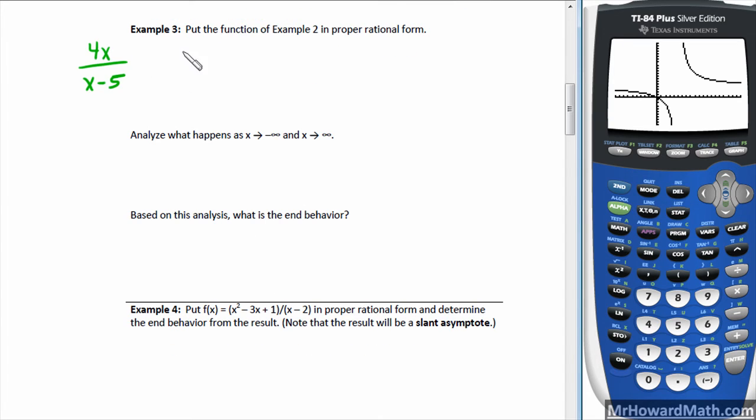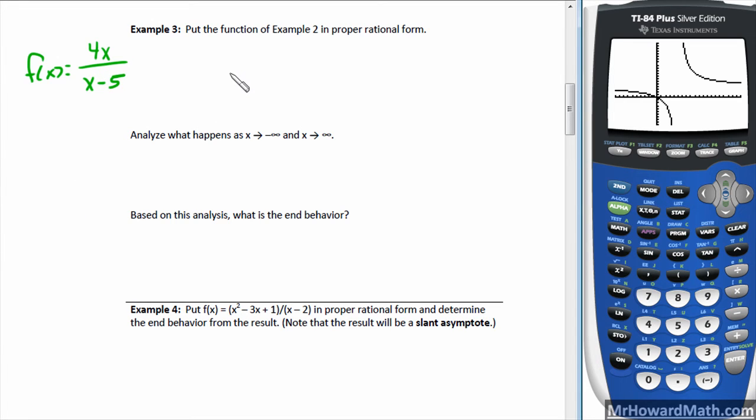Alright, now on to example 3. It says put the function of example 2 in proper rational form. So example 2, the function was f of x equals 4x over x minus 5. Proper rational form, if you recall from our first lesson on rationals, says that the degree of the numerator has to be less than the denominator. So I have a degree 1 here, degree 1 in the denominator as well, so they match. So I need to fix that.